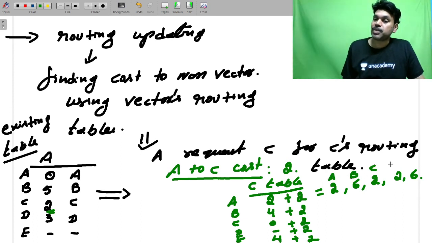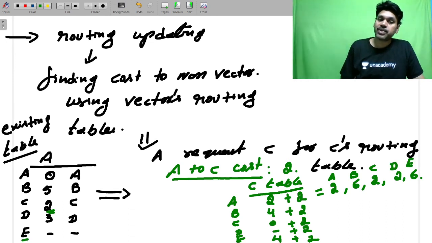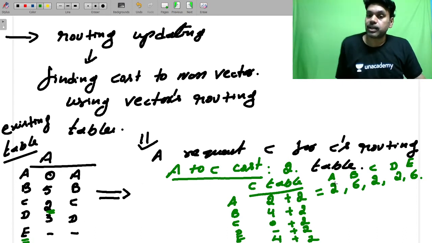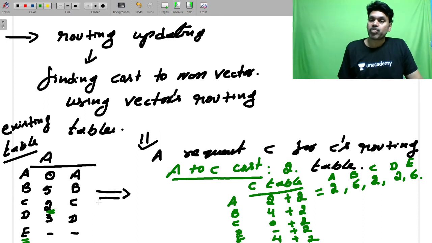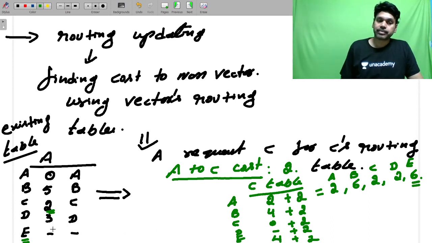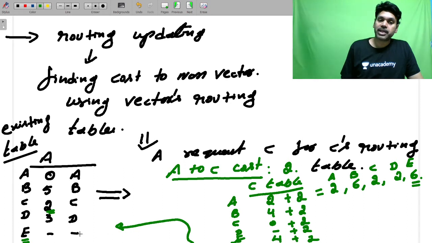So these are the values for C2A, C2B, C2C, C2D, C2E, right? You're asking for which value? Only C2E I'm asking. Otherwise, if you want to compare, you can compare. So C2A, what is the value? It is 2. Yes, I got 2. Remaining I don't need. So our main intention is to get the value of this. I got 6. So get this value and update your existing table.